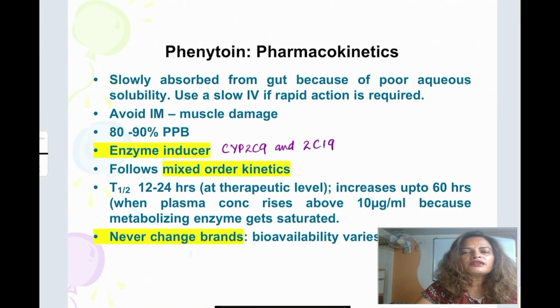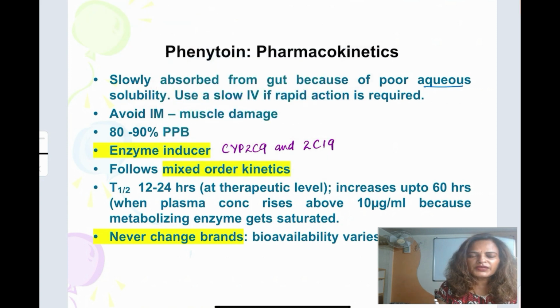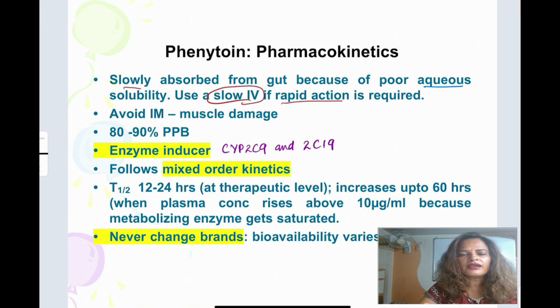Now there are a few important pharmacokinetic features of this drug, phenytoin. Phenytoin's aqueous solubility is very poor. So whenever you are giving it by the oral route, absorption is very slow. So if you want any rapid action, what will you have to do? You have to give slow IV. Why slow IV? Because this is a drug which can cause damage to the intima of the vein.